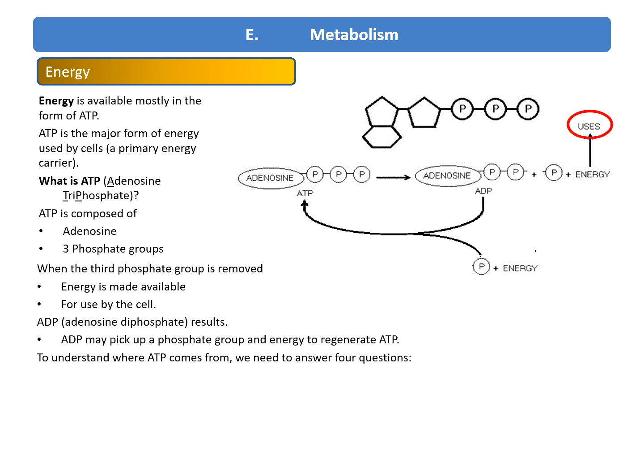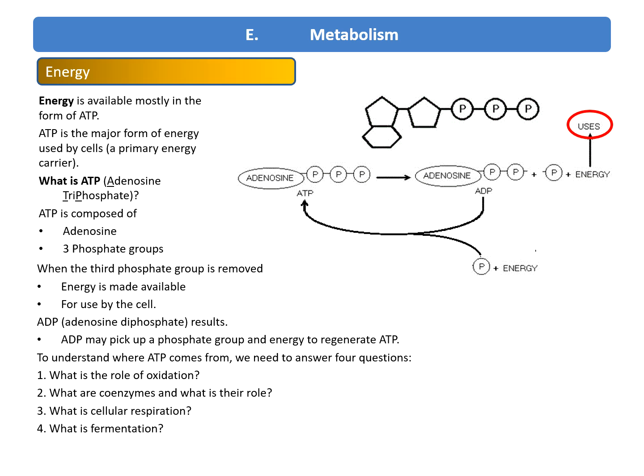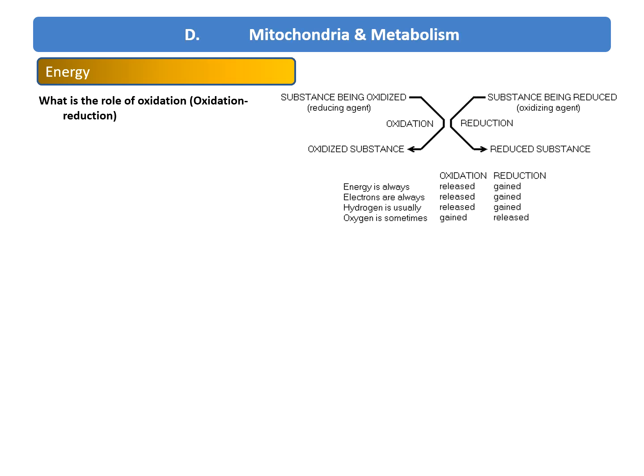To understand where ATP comes from, we need to answer four questions. What is the role of oxidation? What are coenzymes and what is their role? What is cellular respiration? And what is fermentation? Let's look first at the role of oxidation.